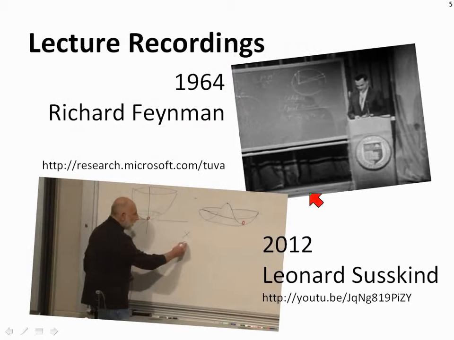1964, and even today, 2012, Leonard Susskind, another famous physicist, looks pretty much the same. He's not wearing such a formal suit, and he has a whiteboard rather than a blackboard. But lecture recordings didn't seem to change over those decades.